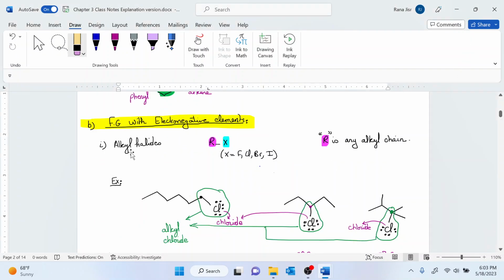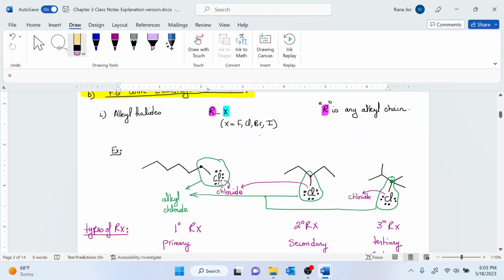Alkyl halides are another type of functional group. The general formula is RX. R is a long carbon chain. X is any of these halogens. Whenever you want to name, the ending is going to be the halogen with an -ide at the end. So it's going to be an alkyl fluoride, alkyl chloride, and so on. Halogens, since they are the reactive part of the molecule, you need to show all the lone pairs because they are heteroatoms. So make sure that the lone pairs are shown.